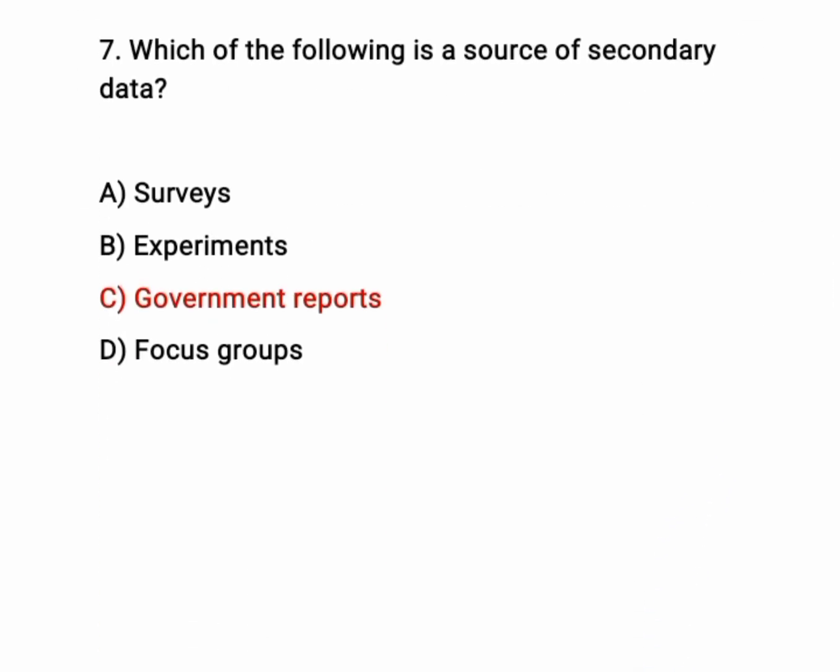Okay, question number 7. Which of the following is the source of secondary data? The correct option is C. Government report is a source of secondary data.